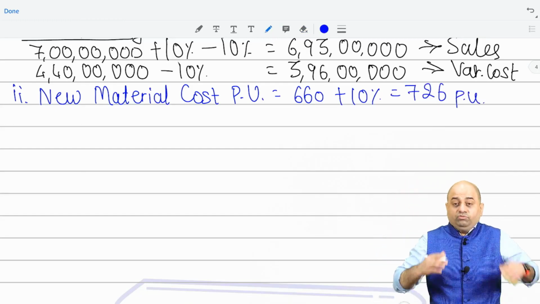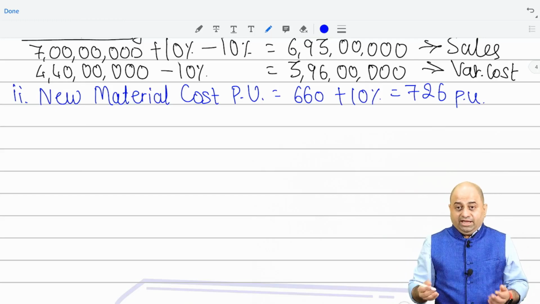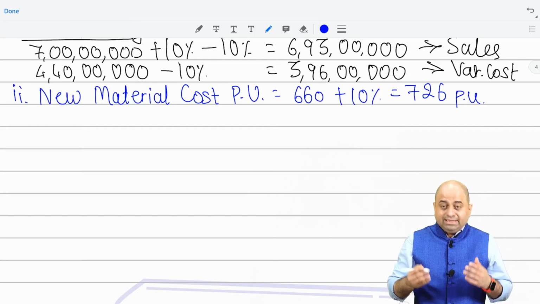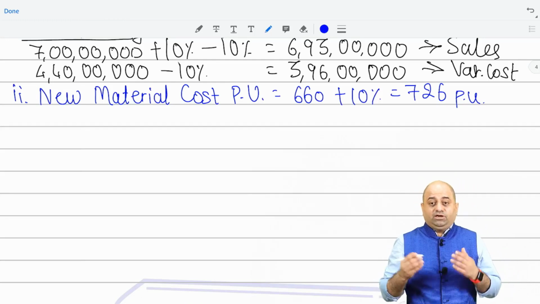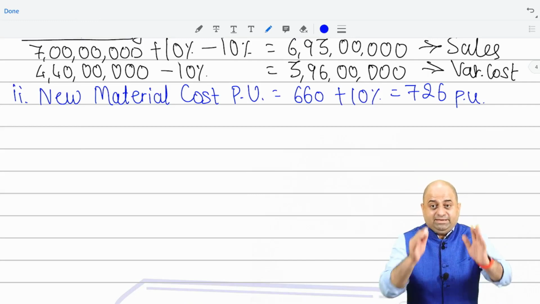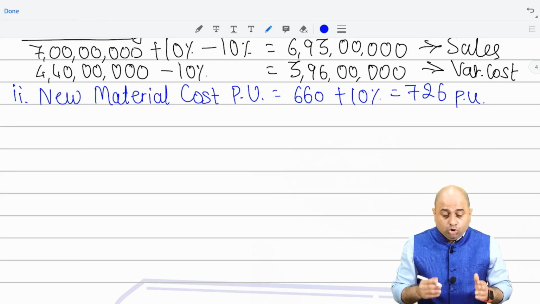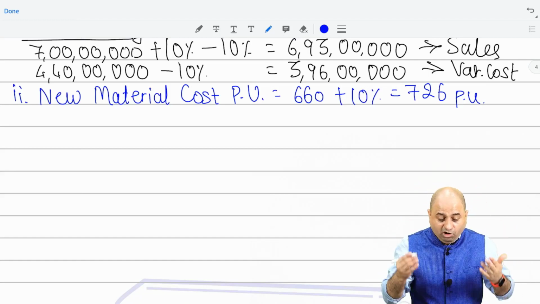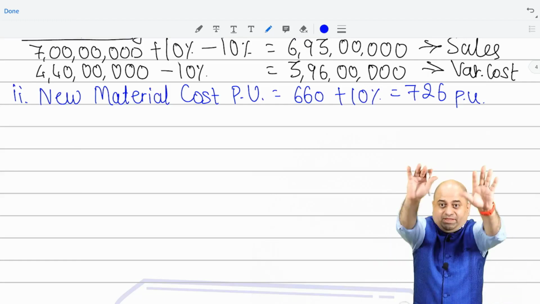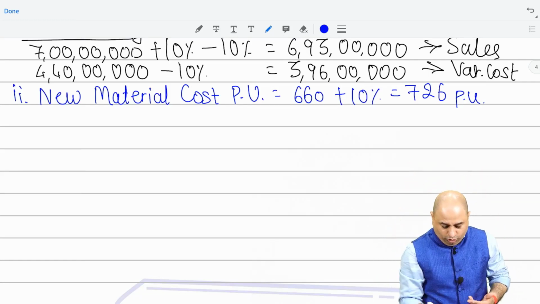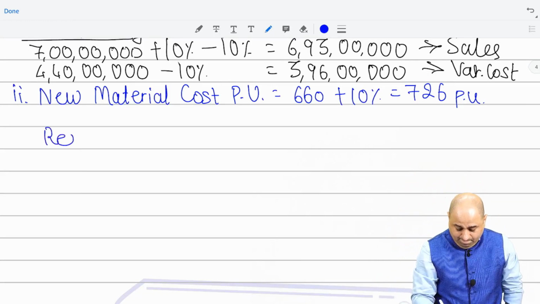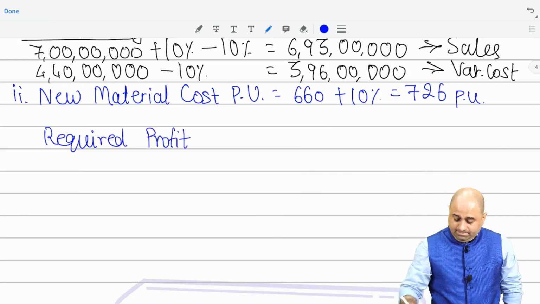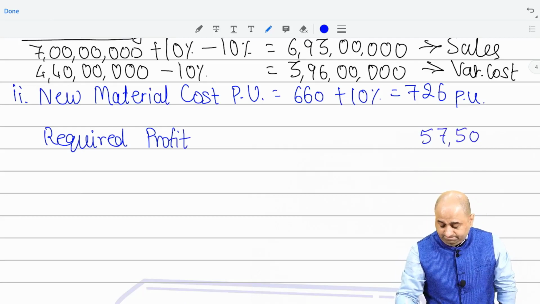Now they have not given any information regarding the other variable cost, so that logically means that it will remain the same. I repeat, that logically means that it will remain the same. Now what do you want? Read the question again. You want the original profit which was there earlier, which means you want the profit of 57,50,000. That's the present profit, that is what you want. So required profit is 57,50,000.